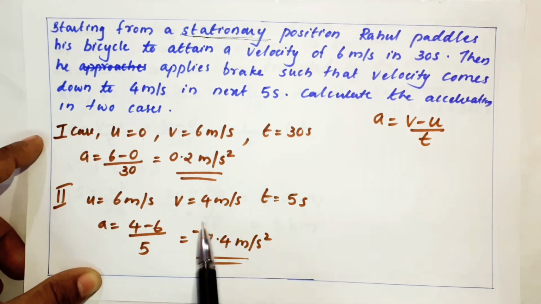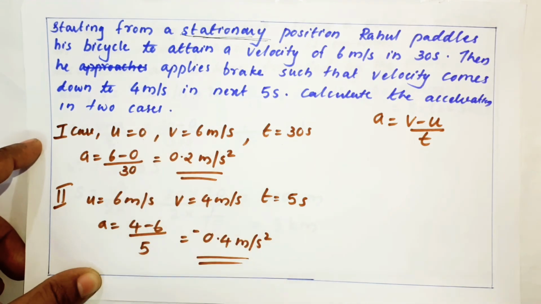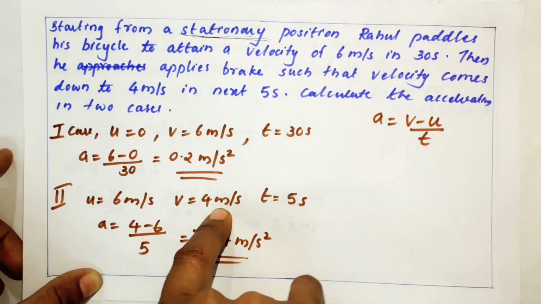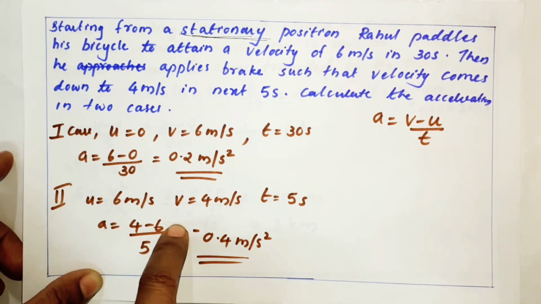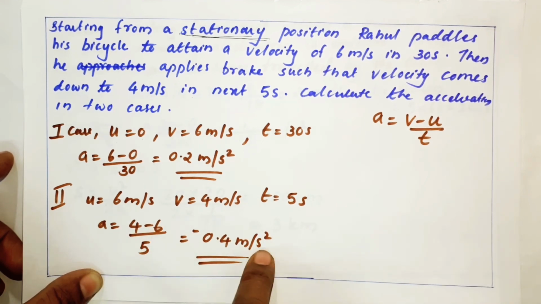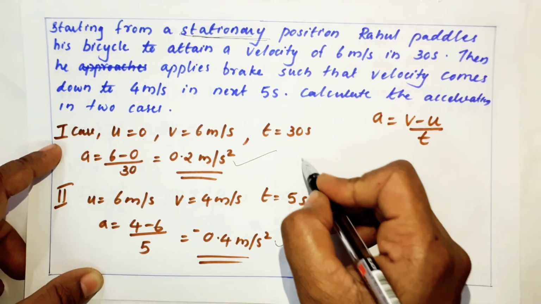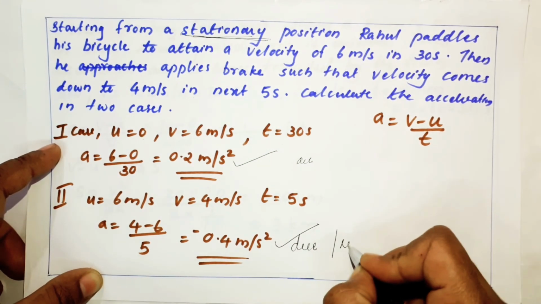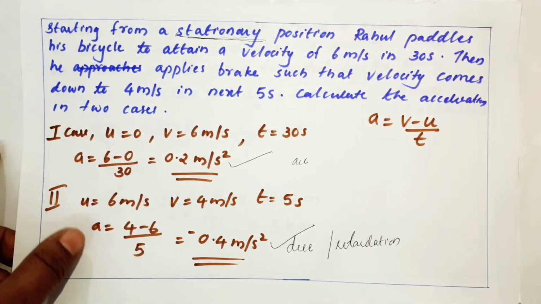Second case, u is 6. V is coming down to which one? 4 meter per second, because the cycle was moving with 6, so you take that as initial velocity. V you take as 4. Time they told is 5 seconds. Then A equals V minus U, 4 minus 6 by 5, so you see here, minus 0.4. So I want to tell you the first case is an acceleration. The second case is a deceleration, another name is retardation. It means that speed is coming down. I hope you got it.